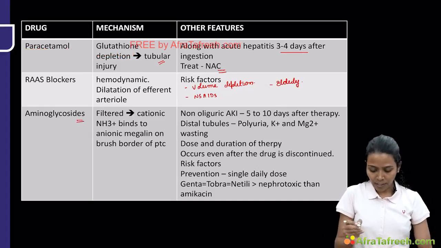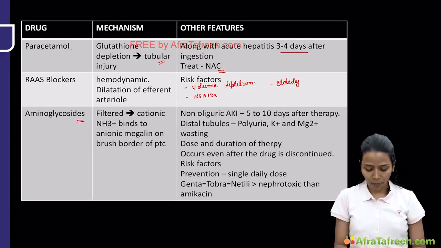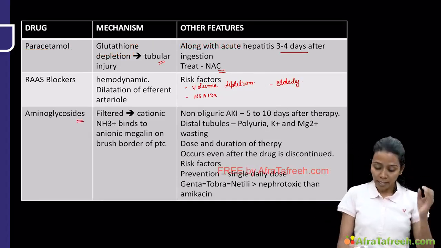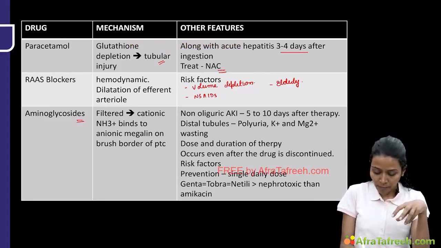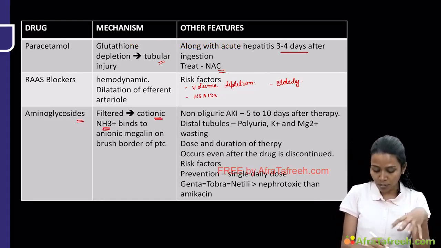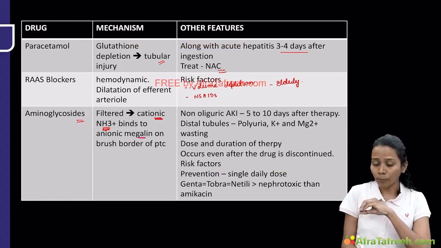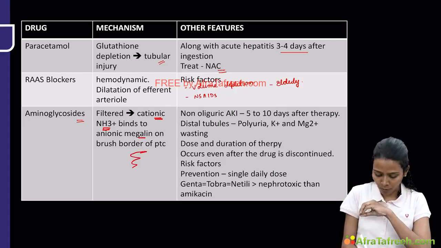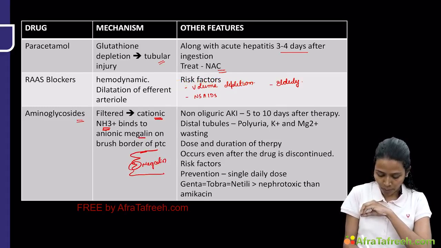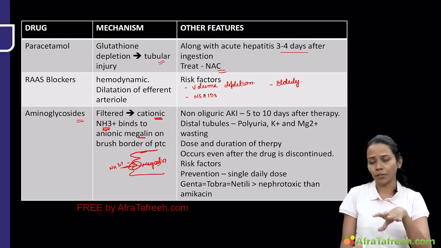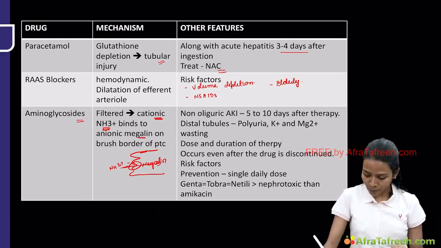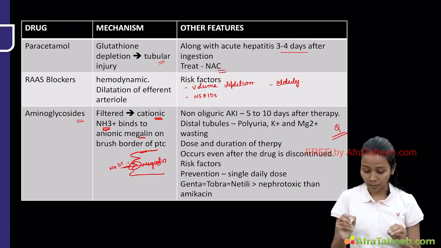Okay, aminoglycosides, the next drug. This is important. The aminoglycoside is generally filtered from the glomerulus, and the cationic ammonium group of the aminoglycoside binds to the anionic megalin on the brush border of the proximal tubular cell. So if this is the proximal tubular cell, here there will be the megalin channel, and the ammonium, which is cationic, binds to this megalin. It enters the PTC and destroys the cell. This is very important. It has been asked as a question multiple times.